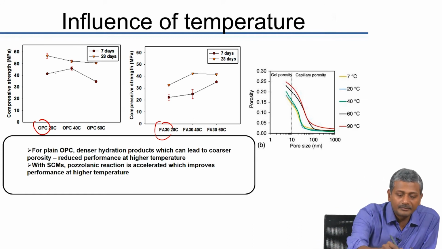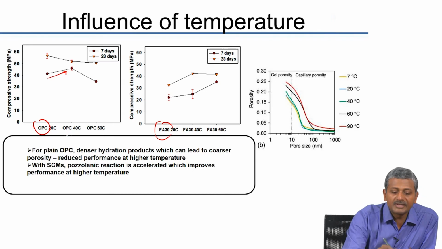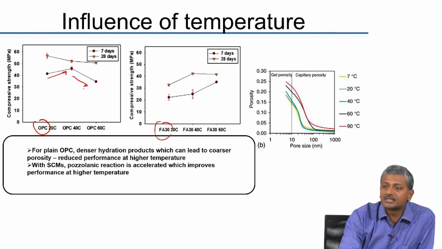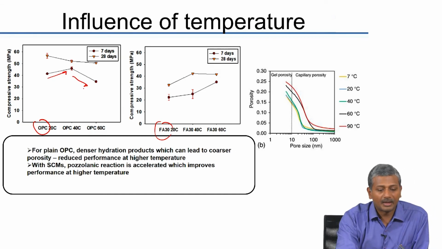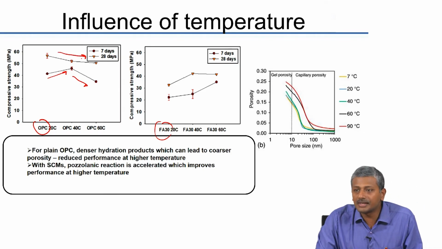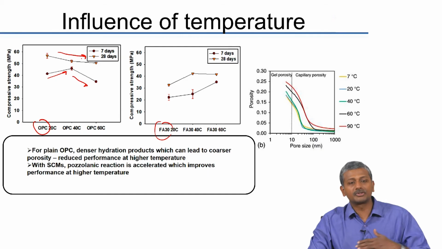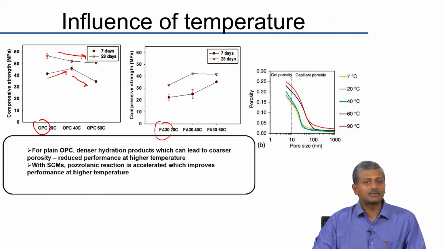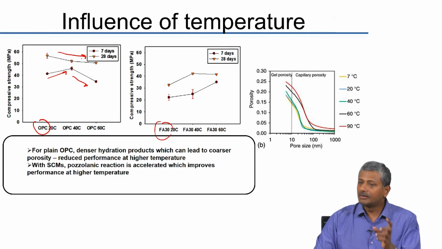At 7 days, with an increase in curing temperature from 20 to 40 degrees, there is a minor increase in the strength, but when you increase it to 60 degrees, there is a decrease in the strength. By 28 days, you see that the strength is decreasing irrespective of the temperature. That means when you increase the temperature, the strength is dropping. Interestingly, in the fly ash system, it is not so.